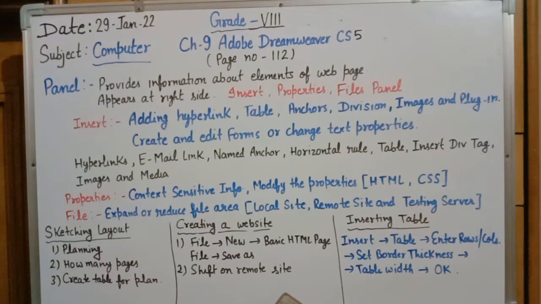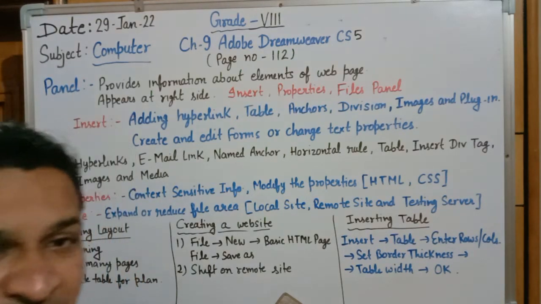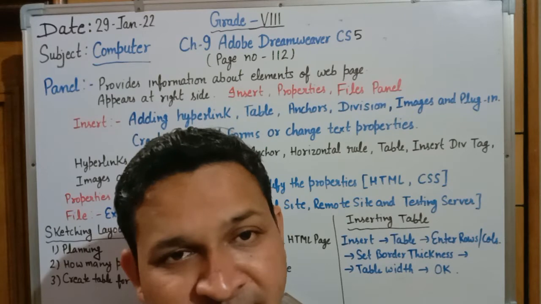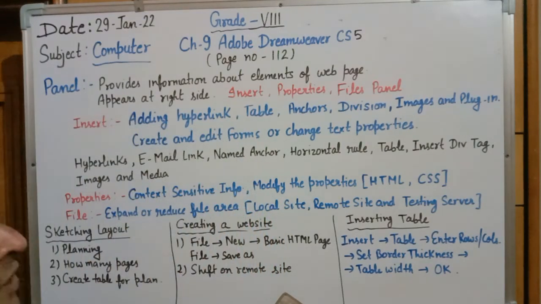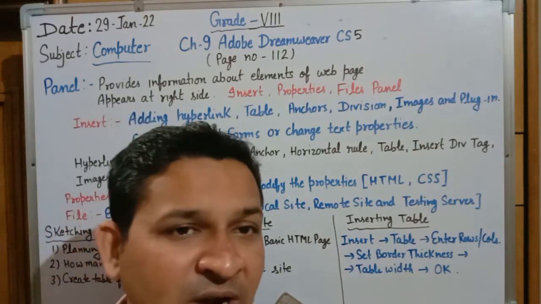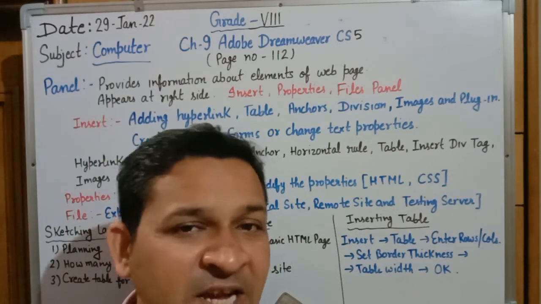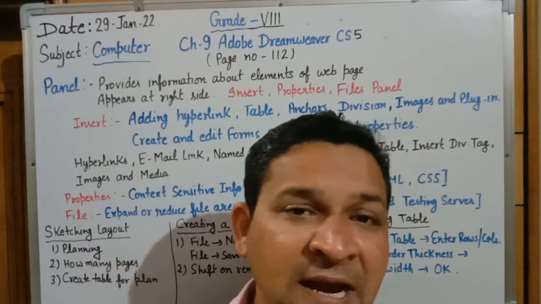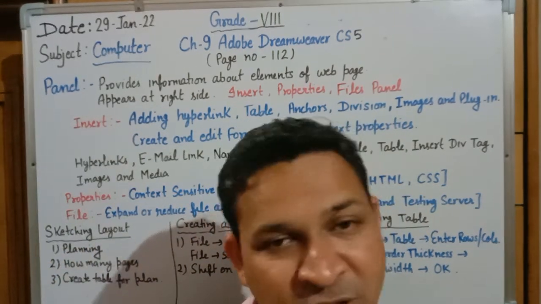The first category is insert. Insert panel, as the name suggests, helps to insert different features in your document, in your website. You may want to add a hyperlink, a table, an anchor, a division tag, images, or some additional feature by plugin options. The panel provides this information in three parts: insert, properties, and file. Out of these, the insert panel helps to insert features in your website or web page document.